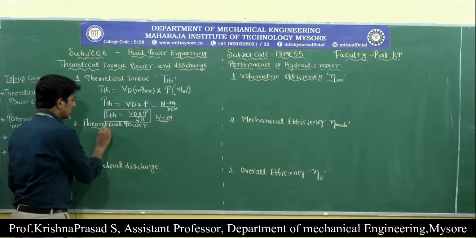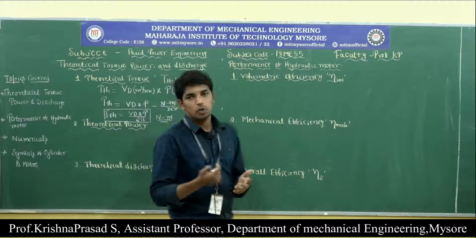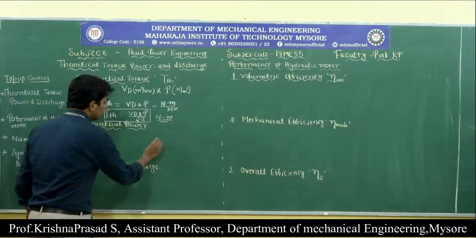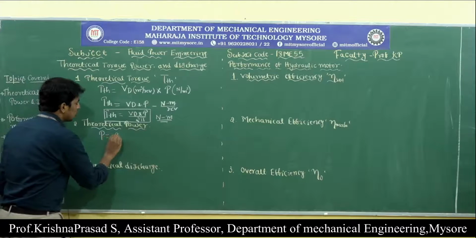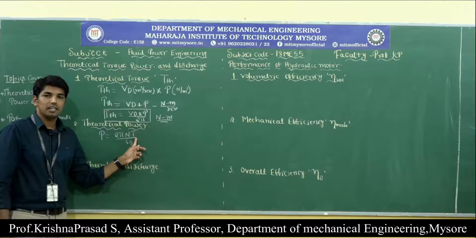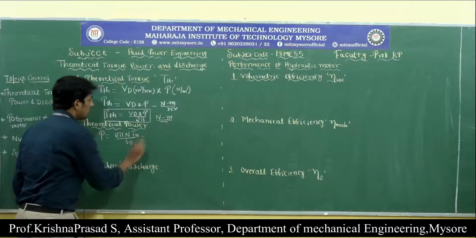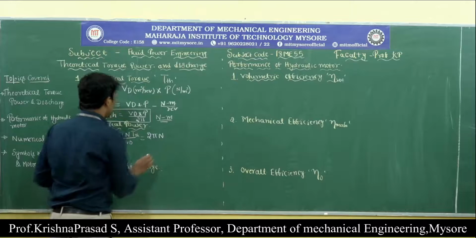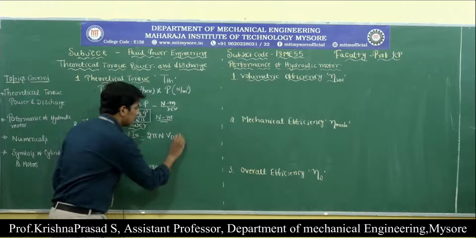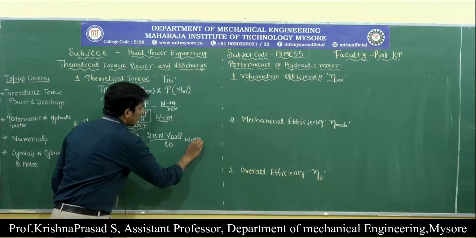So next, second one, what is meant by the theoretical power? Once we know the theoretical torque, then we can easily calculate the theoretical power. We know the simple formula: power is equal to 2 pi NT by 60. But here the T is the torque developed by the motor, and that will be equal to Th. Then substitute, 2 pi NT becomes Vd, that means volumetric displacement, into P divided by 60. So this is in terms of watts.